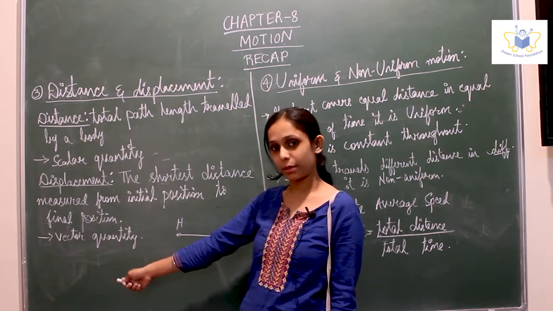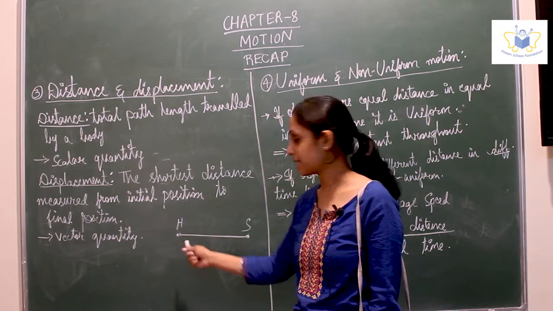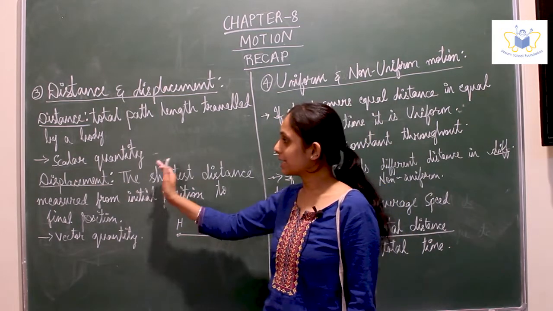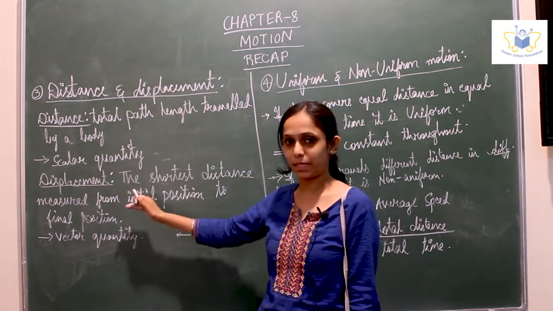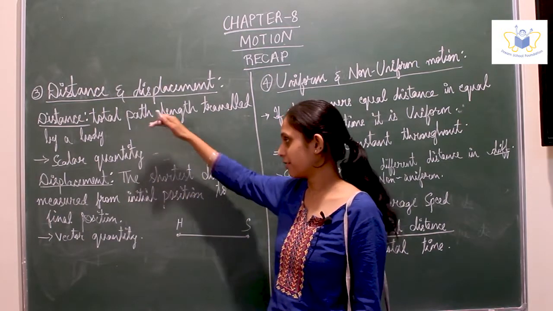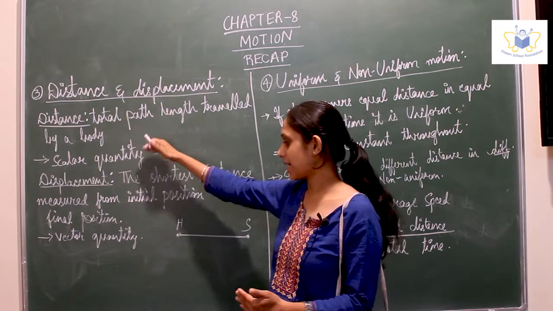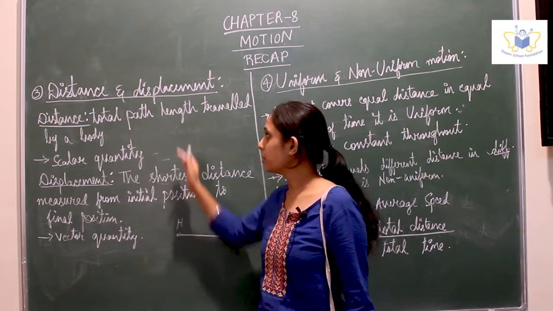Now, is displacement a scalar or a vector quantity? It is a vector quantity because you are measuring the distance and direction from initial position to final position. So this is the difference between distance and displacement. If asked in an exam, first write the definition, then categorize them as scalar and vector quantity. So we are good to go.